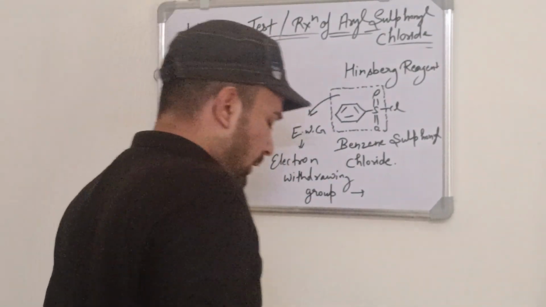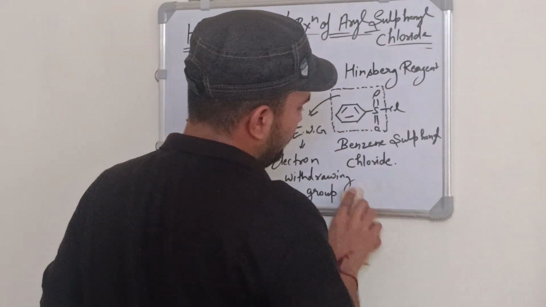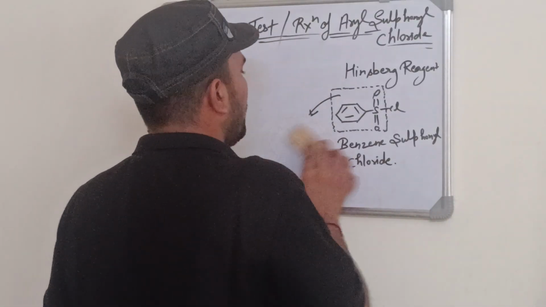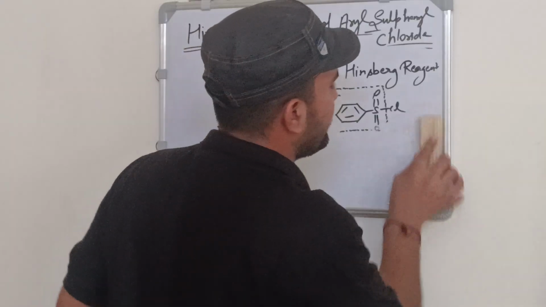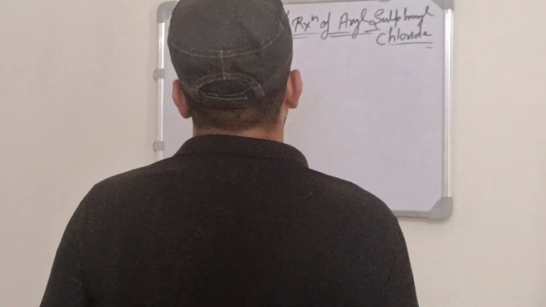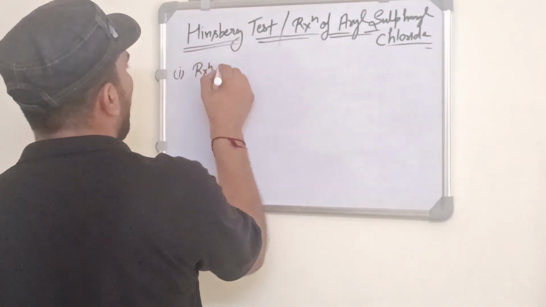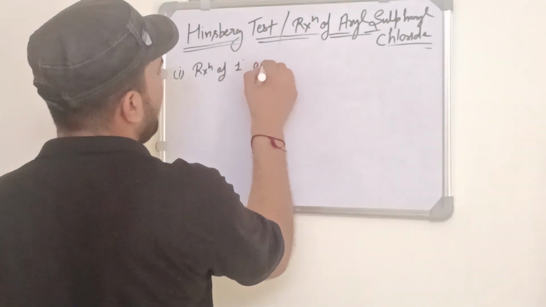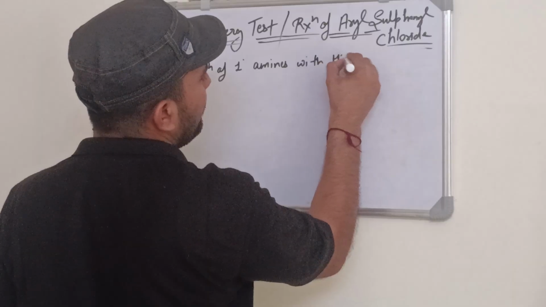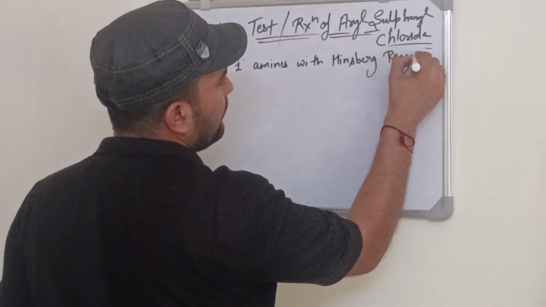Now one by one we will discuss the reactions of primary amine, secondary amine, and tertiary amine with the Hinsberg reagent. First, the reaction of primary amines with the Hinsberg reagent.